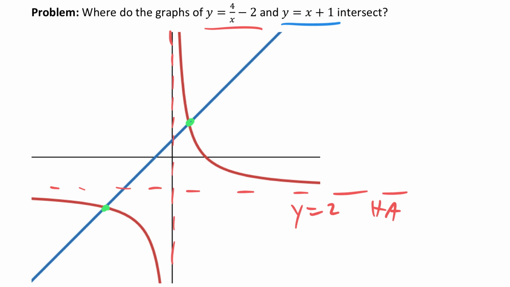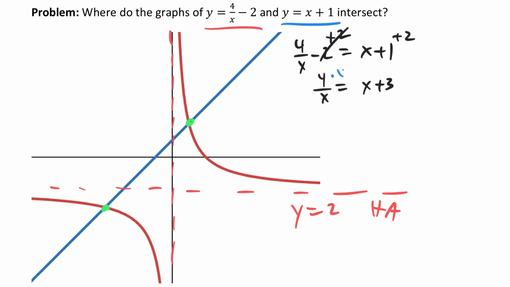So what we do is we set them equal to each other, because algebraically that's what it means to have a point of intersection. It means the 2 functions are equal. And now we go about the process of solving. I think one thing we could do would be to move the 2 to the other side. So we could add the 2 to both sides. That'll be 4 over x equals x plus 3.